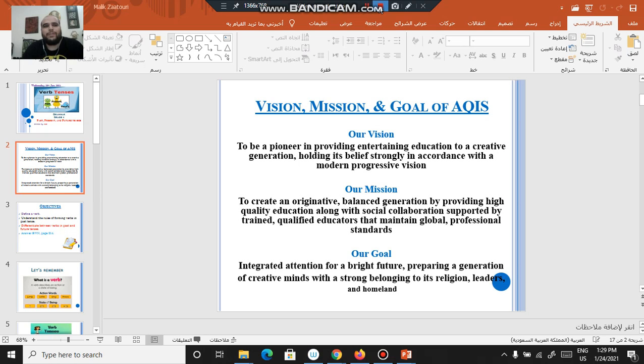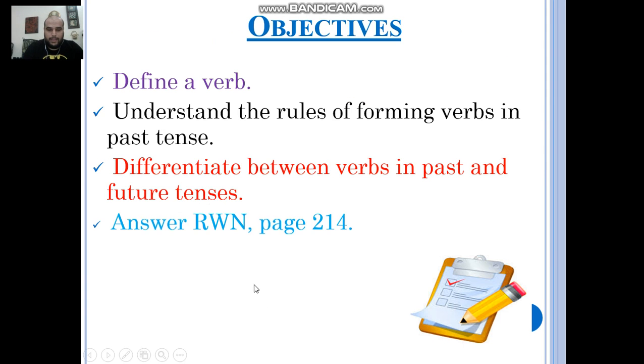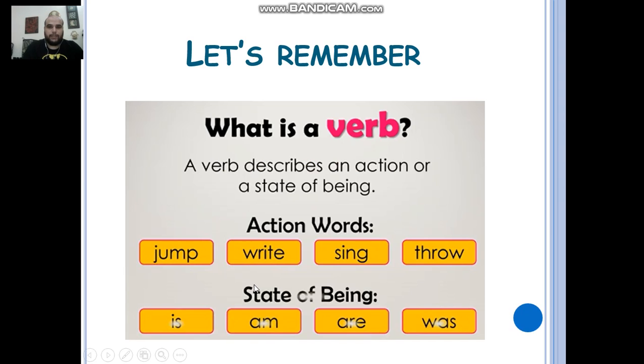Grade 4, we're going to revise together the grammar that we have studied during the first week of the second semester. And please everyone pay attention because it's too easy, but it's too tricky too. Okay? So everyone please pay attention. Bismillah. Here we have our vision, our objectives.